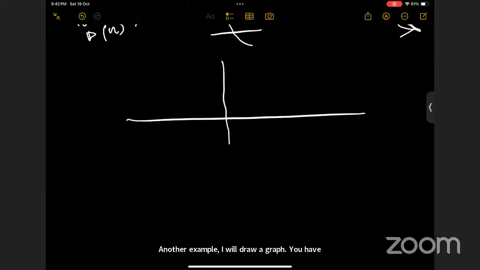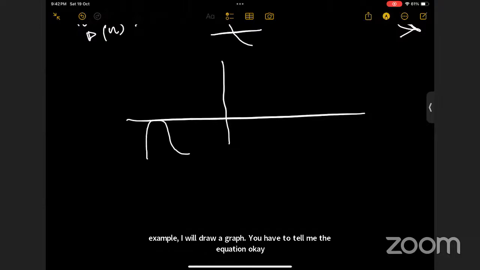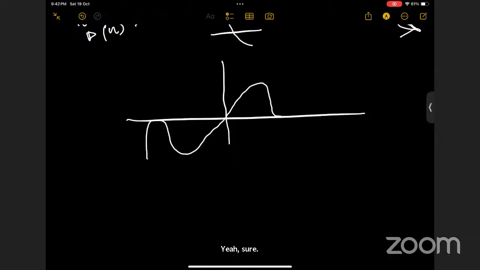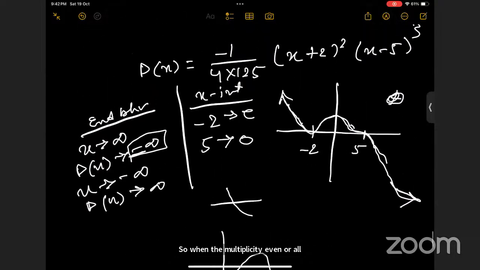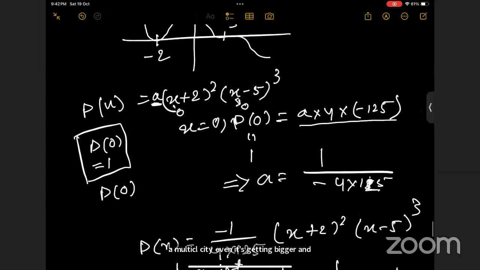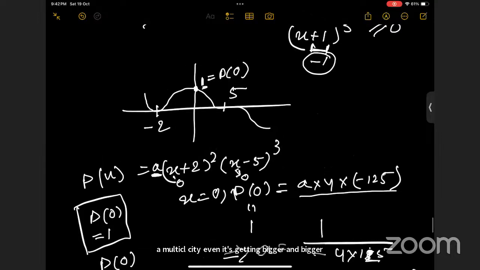There is one more question. When the multiplicity, even or odd, is getting bigger and bigger, my intercept will be flatter more and more, correct? Why?